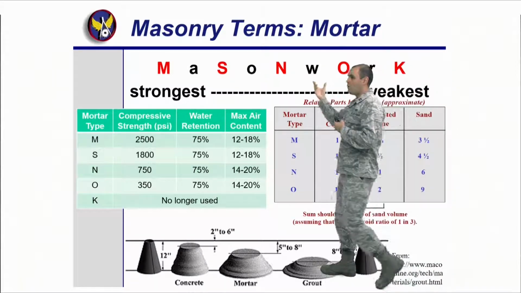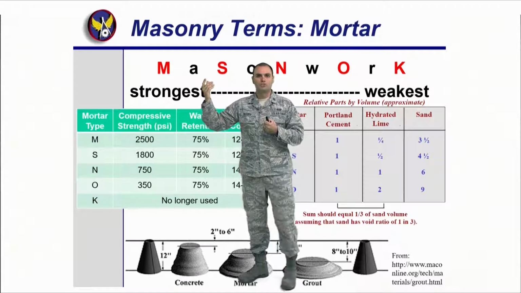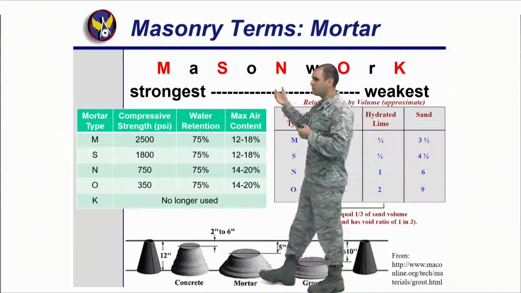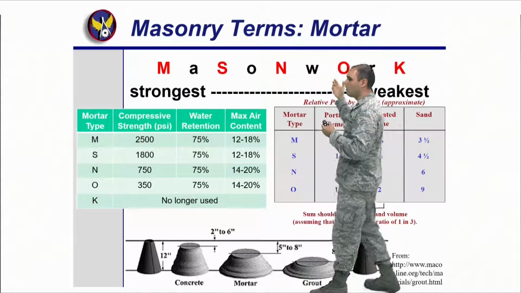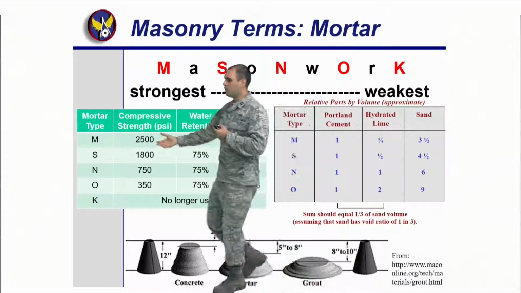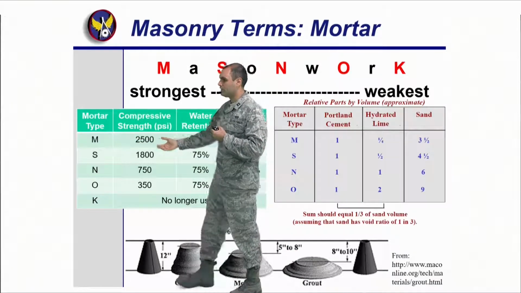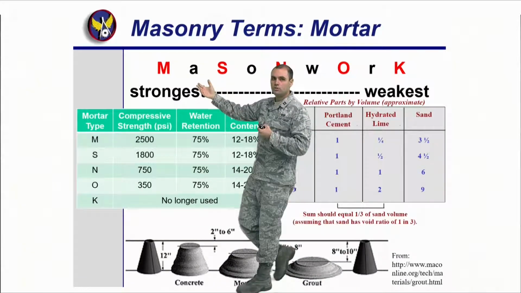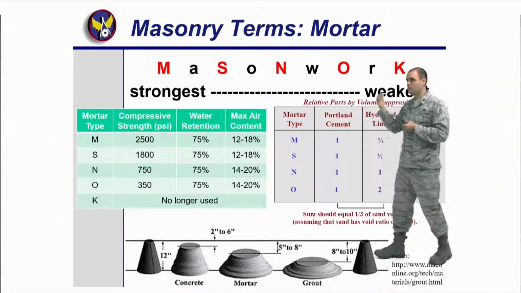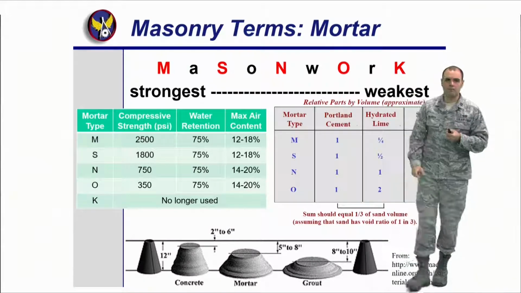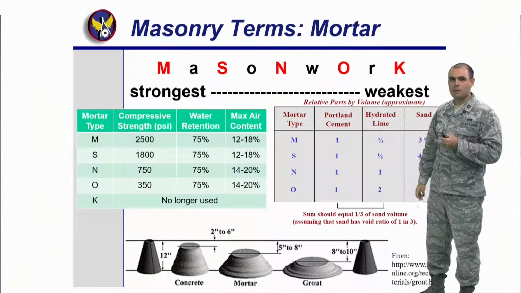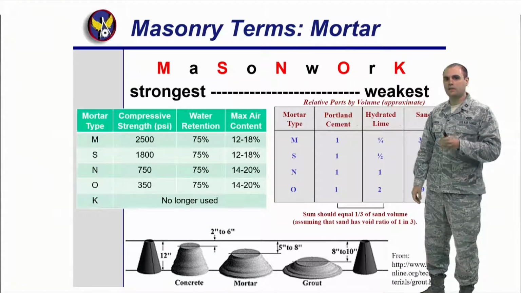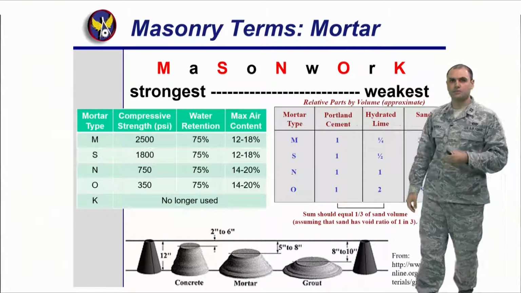So one thing to help you out for mortar is this acronym, "Mason work." Basically you see type M, S, N, O, or K. And you can see here, type M has a compression strength of 2,500, S 1,800. It takes you from the strongest being type M to the weakest and no longer used anymore, type K. So it's a good thing to remember. With Mason work, I understand what's the strongest. So if I have type S versus type N, you know that type N is weaker than type S.